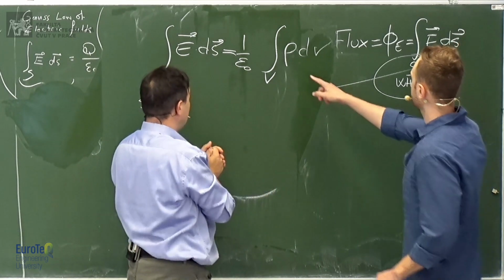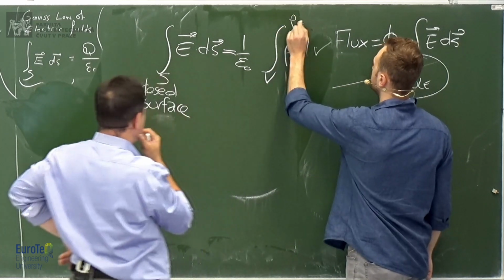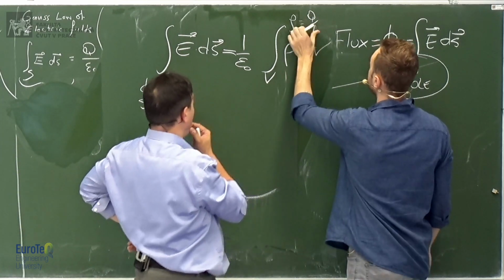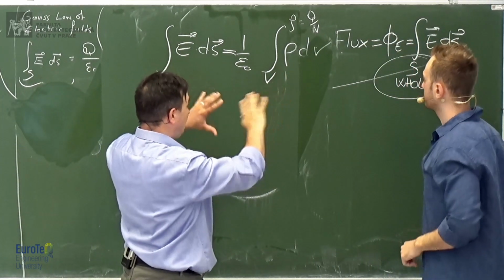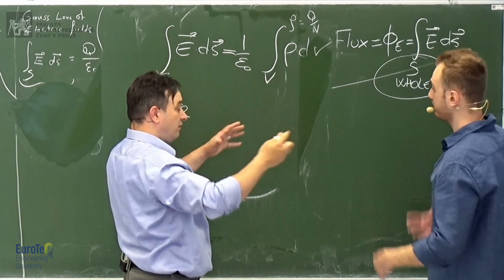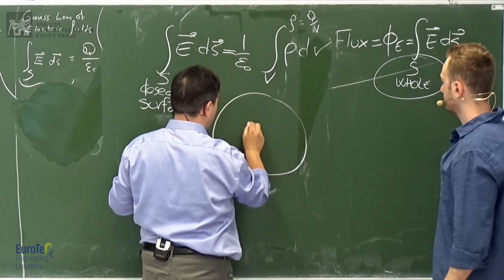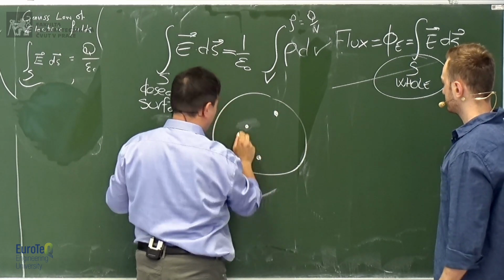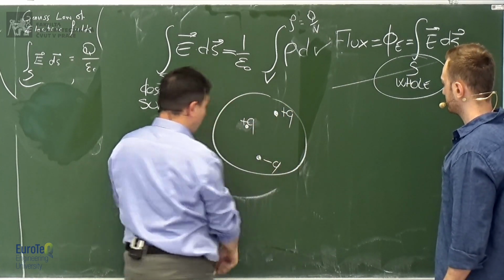But you can also just express rho is equal to Q over V, and then the V becomes the integral. It depends how it's spread. Let's say if you have a uniform volume with uniform charge, but for instance, if you have a ball and you have one charge here, one charge here, one charge here, let's say this is Q plus and minus Q, okay?